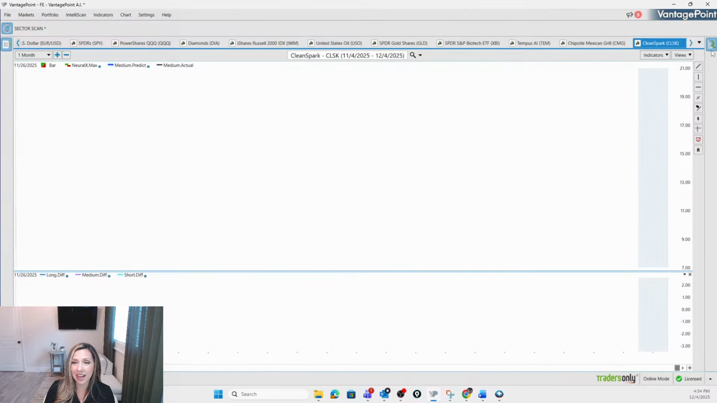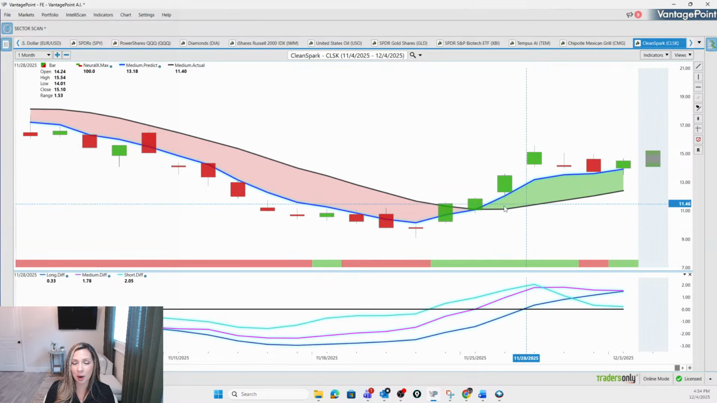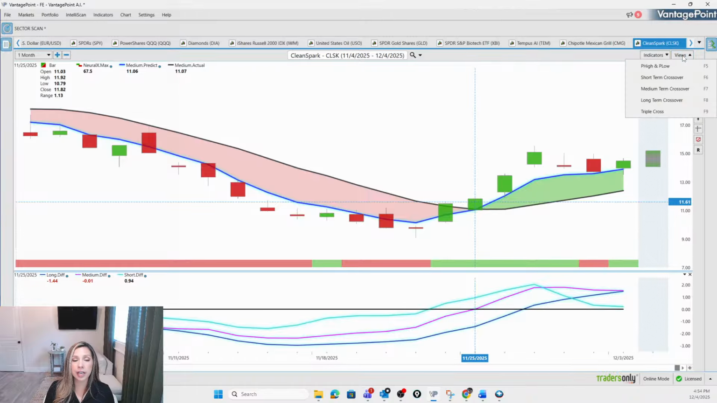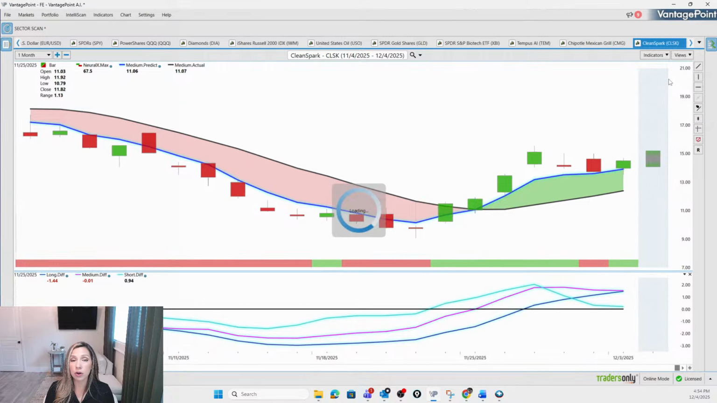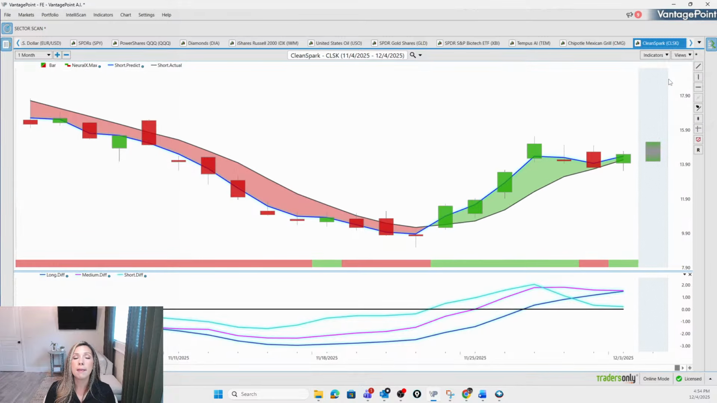So let's go ahead and take a look at CleanSpark. So if we take a look at CleanSpark, I'm going to just jump on over. We've got a fresh crossover right here. In fact, we had full confirmation on 11/25. And I'll show you a potential for earlier entry. Again, depending upon your trade strategy, but you could also use that short-term crossover. If you are a short-term trader, meaning you only like to stay in maybe a day, maybe 1 to 3 days, the short-term crossover might be your new best friend, all right?